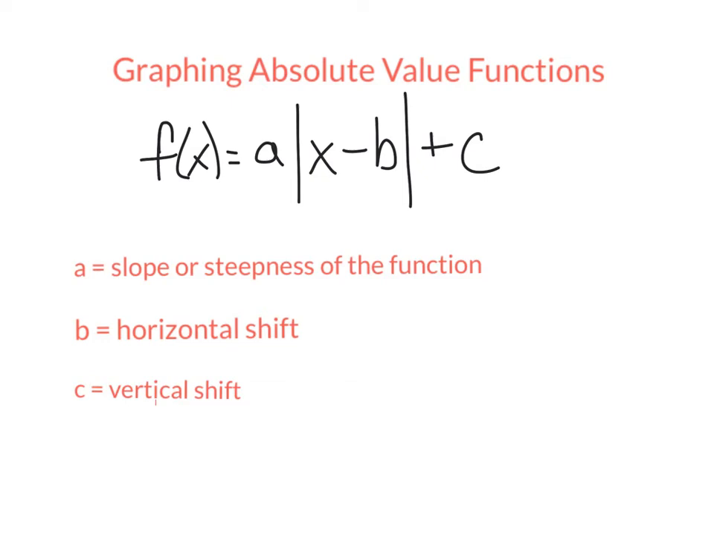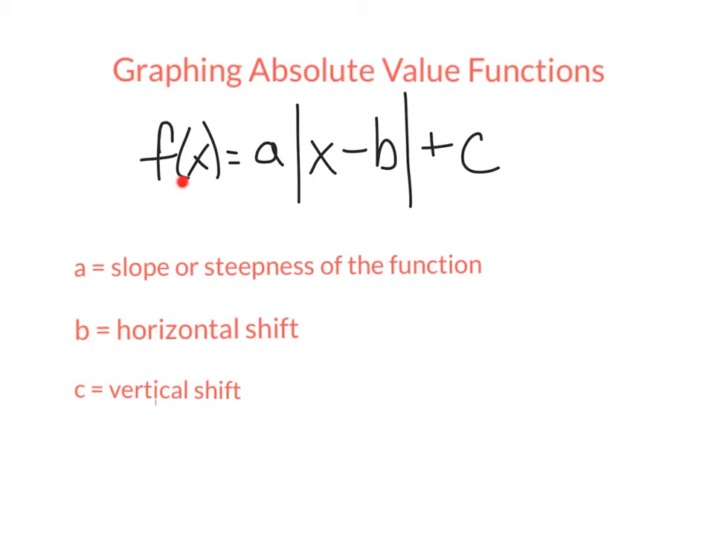By the end of this video, you should be able to graph an absolute value function in the form that you see here. I'm going to refer to this as vertex form, but this is kind of like standard form of an absolute value. And we're really concentrating on A, B, and C here.